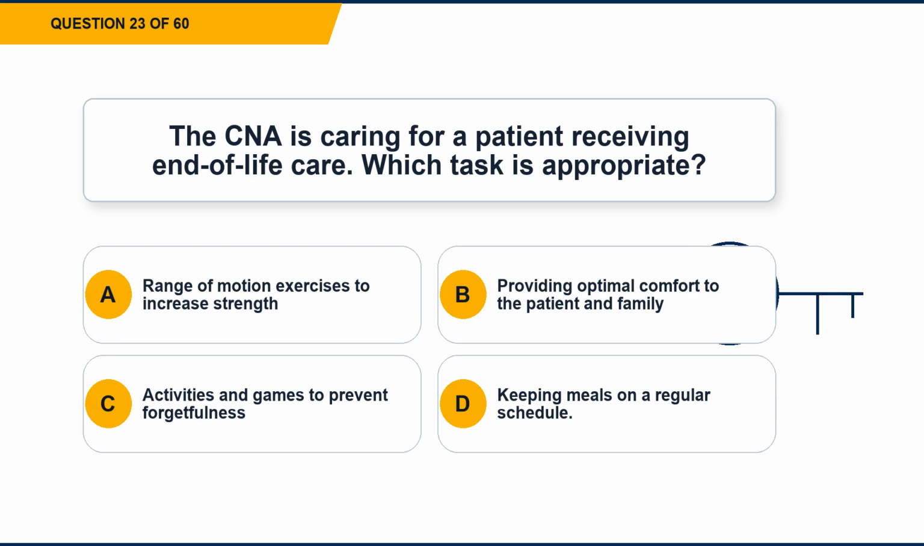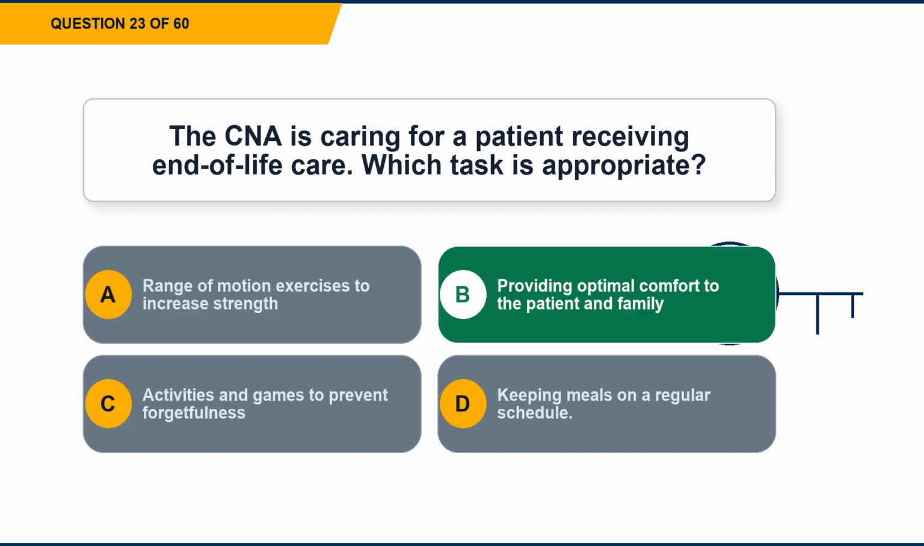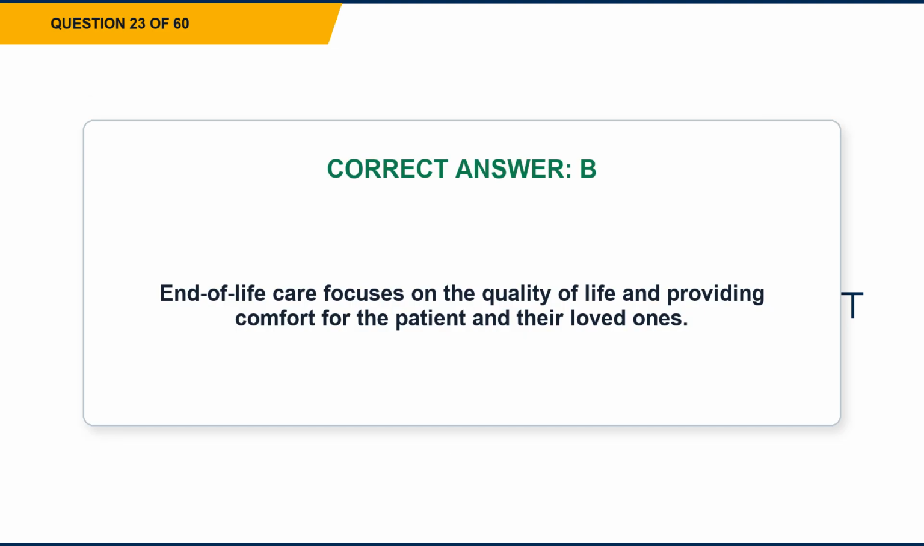Question 23. The CNA is caring for a patient receiving end-of-life care. Which task is appropriate? Option A, range of motion exercises to increase strength. Option B, providing optimal comfort to the patient and family. Option C, activities and games to prevent forgetfulness. Option D, keeping meals on a regular schedule. The correct answer is option B, providing optimal comfort to the patient and family. Explanation. End-of-life care focuses on the quality of life and providing comfort for the patient and their loved ones.